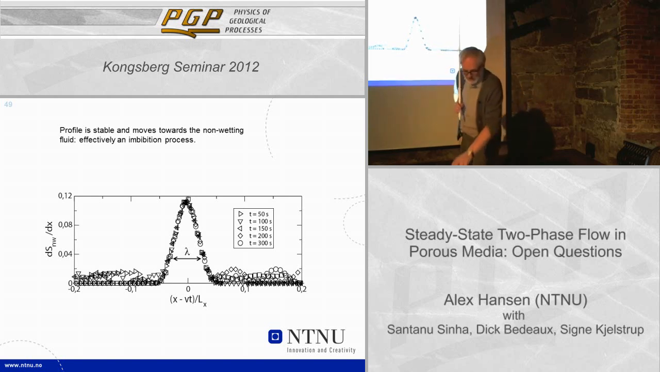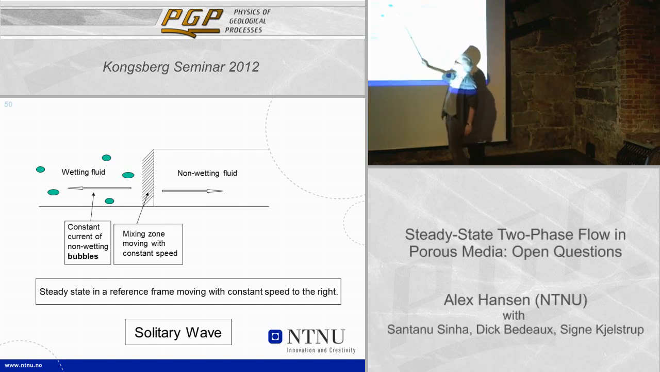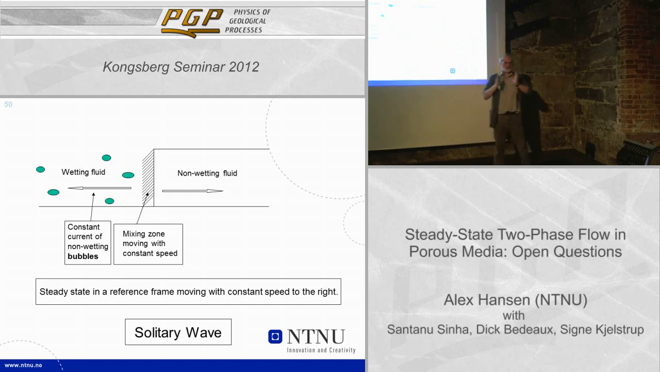That is a strange result, because this foam layer here moves at a constant speed without changing shape. So it moves actually as a solitary wave. It's a solitary layer, and it's completely stable. My intuition would have been that this would have spread out and just become like this, but it doesn't. It moves very, very well defined like this. So we have a steady state in a reference frame moving with a constant speed to the right here.